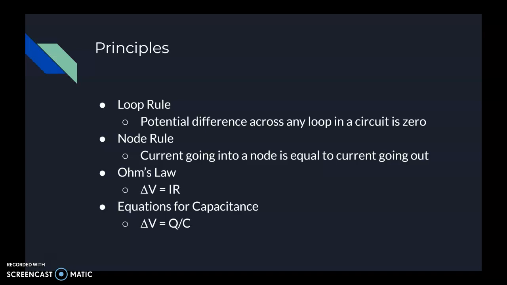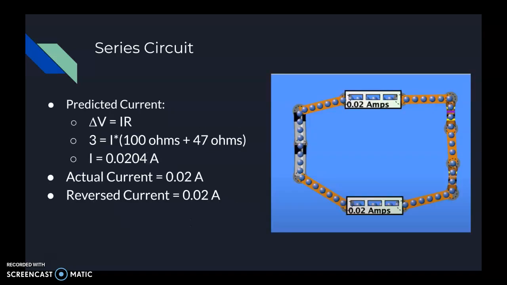the node rule, which states that the current going into a node is equal to the current leaving the node, Ohm's law, which gives us the equation to find the potential difference across a resistor, and the equation for capacitance, which gives the potential difference across a capacitor that can then be solved with the capacitor's capacitance.